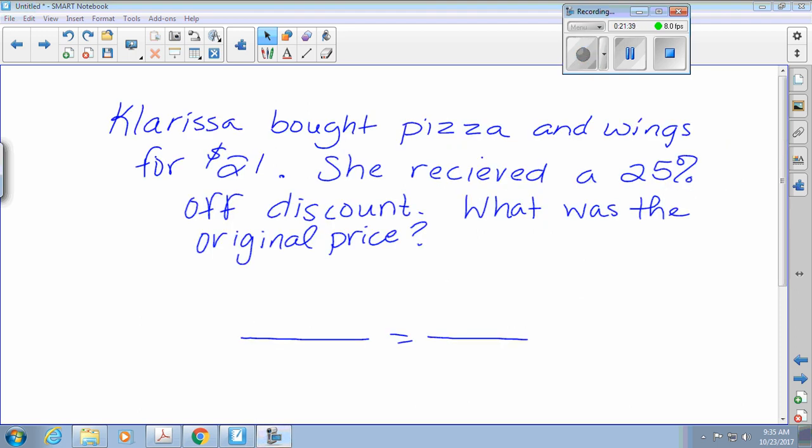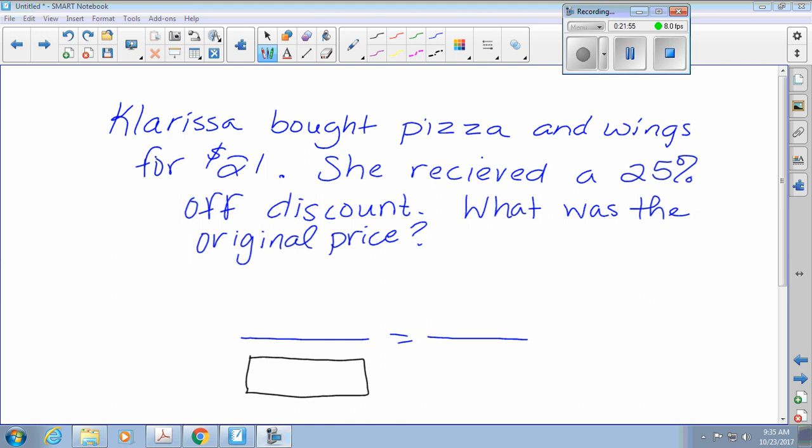Here's an example that I wrote down for the kids to do on their own. It says, Clarissa bought pizza and wings for $21. She received a 25% off discount. What was the original price? So we know we're missing our original price. All right, let's see if we can set this up correctly. All right, we know that she paid $21, right? Where would I put the $21? Where do you think? Ethan? The top? The top, yeah, that's the part she paid.